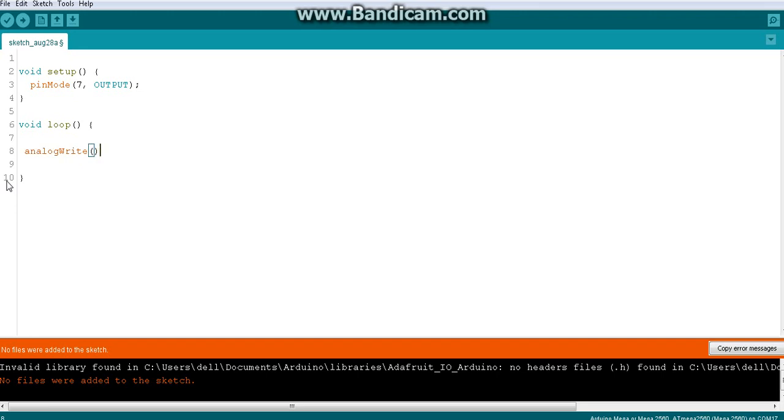Okay, and then what are the parameters I am going to pass? In the digital write, what are the parameters I am going to pass? The pin number and the value, right? High or low. Let's say pin number 7 high, right?